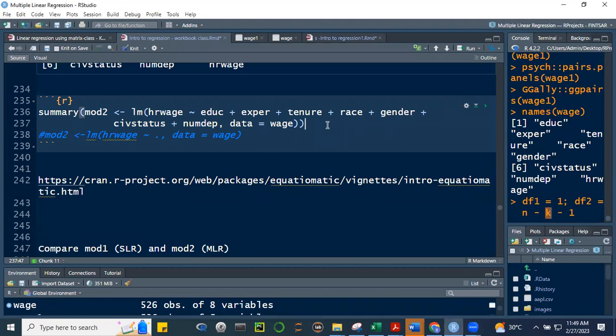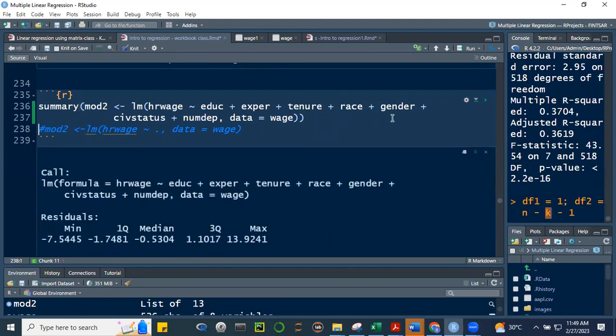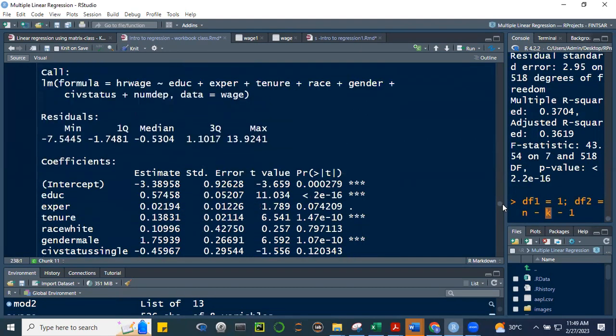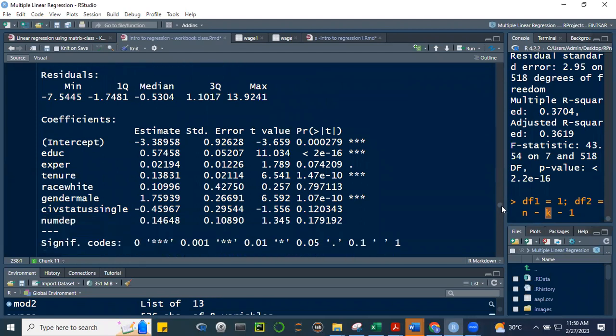All right, so let me run this. We can see here our summary output. We have the call to the formula, regress on all the variables. And we have the residuals, and then the individual tests. Let's take a look at this. The intercept has a new value, and it became statistically significant.